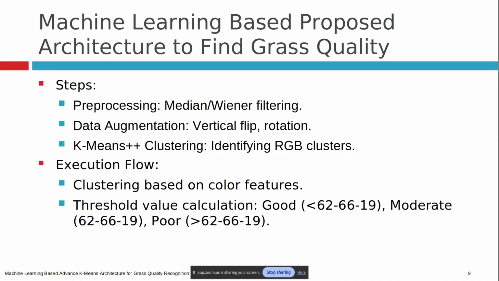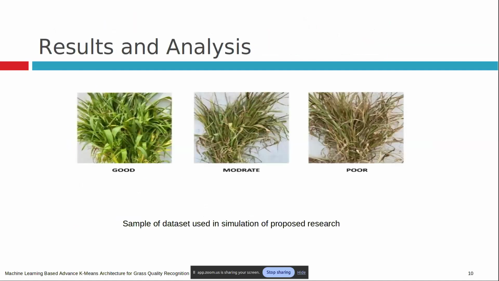The RGB color 62, 66, and 19 is considered good grass, or fresh grass. This is a sample of the photographs we took during our research: good quality grass, moderate, and the poor one. On these photographs we apply the cleansing mechanism, the median filter and the linear filter, and after that we implement k-means plus plus.